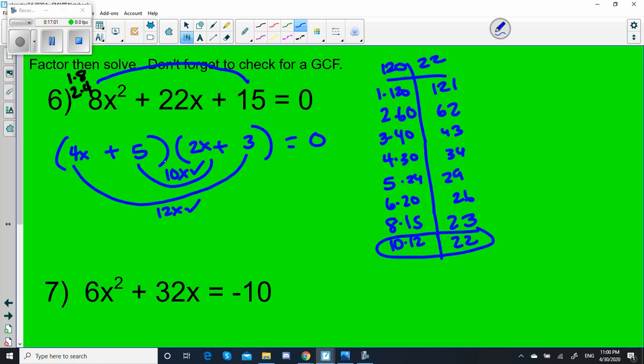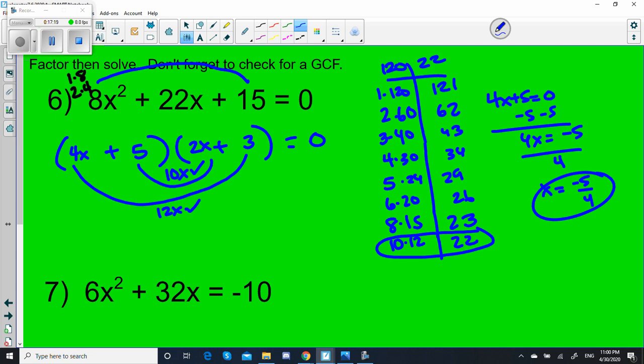Okay, so now we got to set them both equal to 0 because it says equal 0 and the directions say solve. I'm going to do it over here because I'm out of room. So 4x plus 5 equals 0. So I subtract 5 on both sides and divide by 4. So negative 5 over 4 is my first solution.